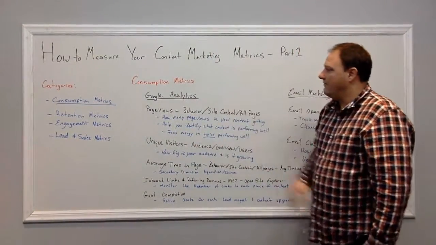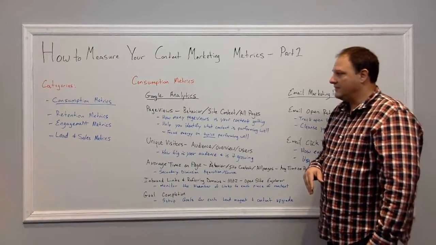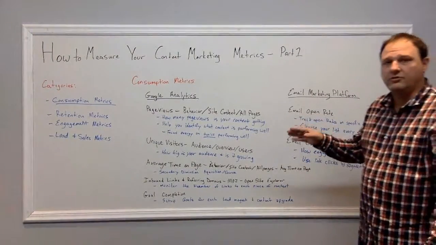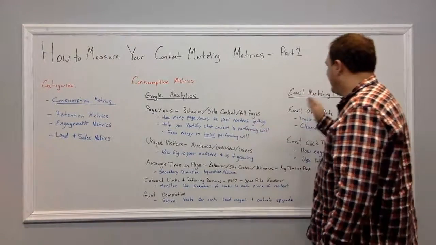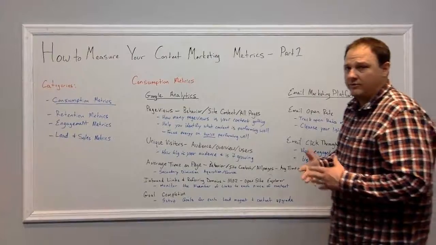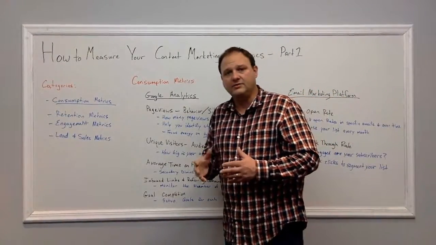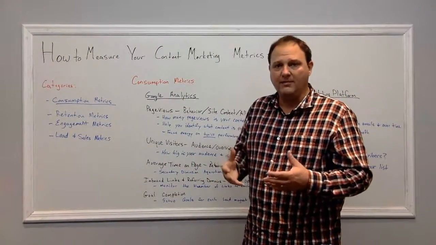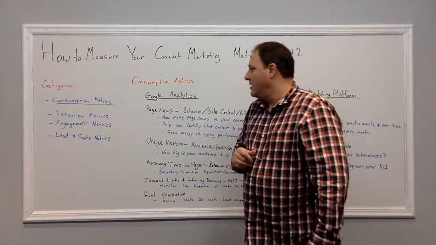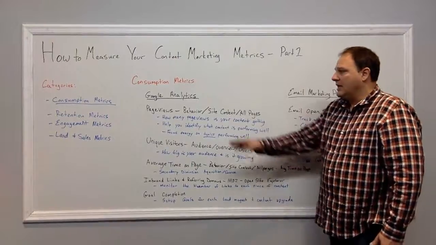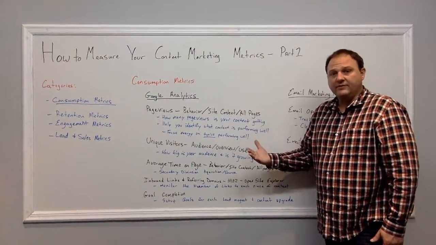Today's video is on consumption metrics. I'm breaking this down into two different sections that you'll be looking at. One is Google Analytics, and the other is your email marketing platform. Whatever you're using to send out your email marketing campaigns should be able to provide you with the reports there. Starting with Google Analytics, I like to look at page views.